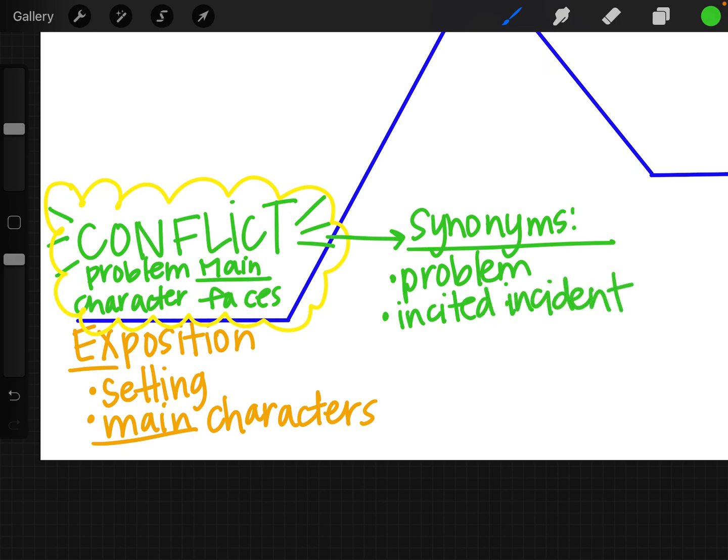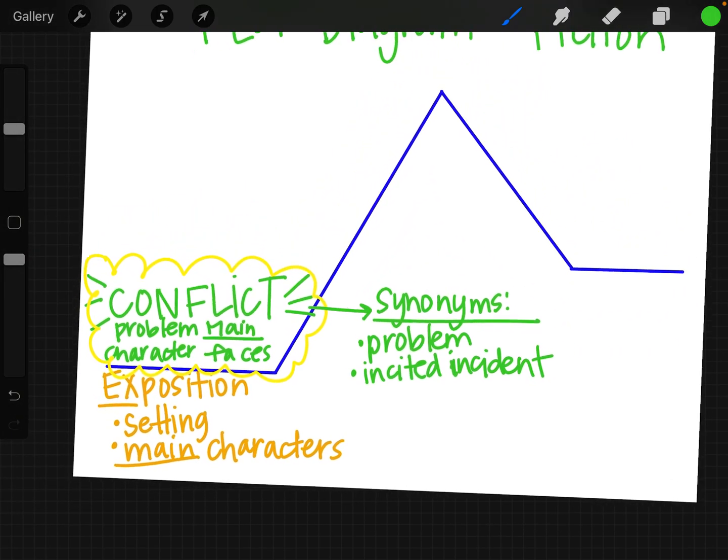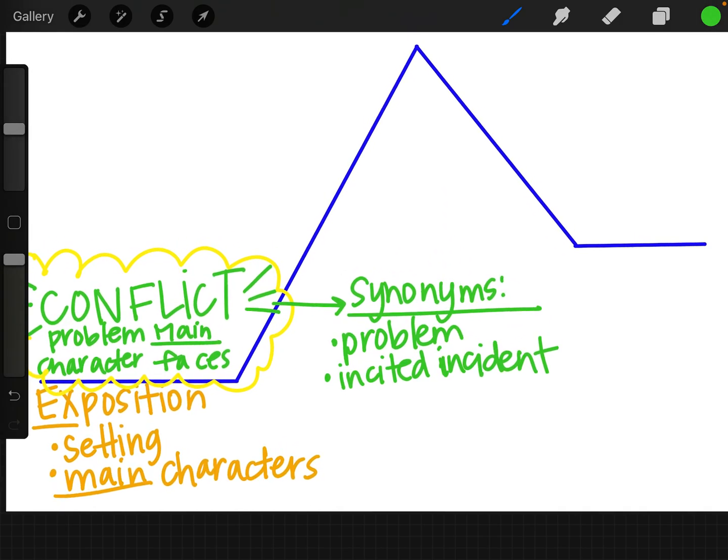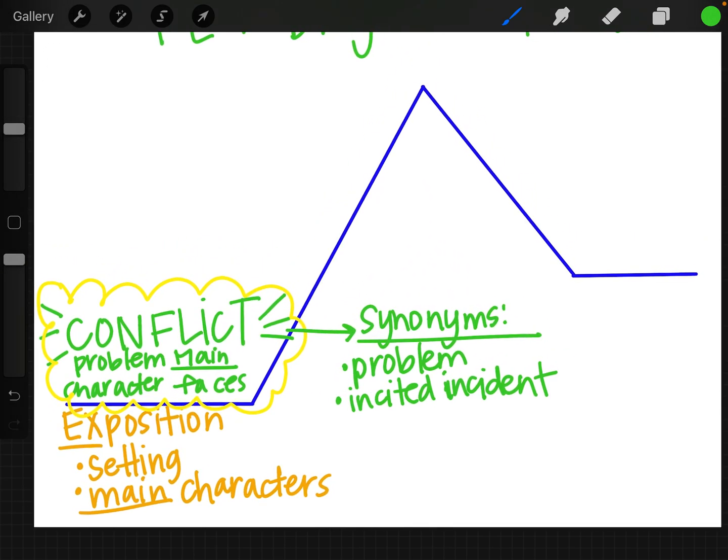An incident, if you have an incident, it's like an accident, a problem, a conflict. So if you ever hear a teacher, or maybe this week as we're studying, we might hear these different synonyms, you know that it's talking about the conflict.